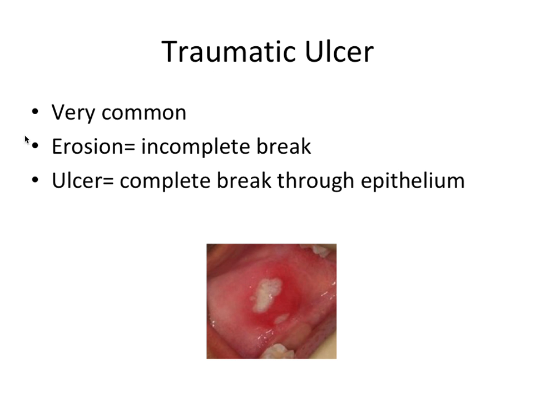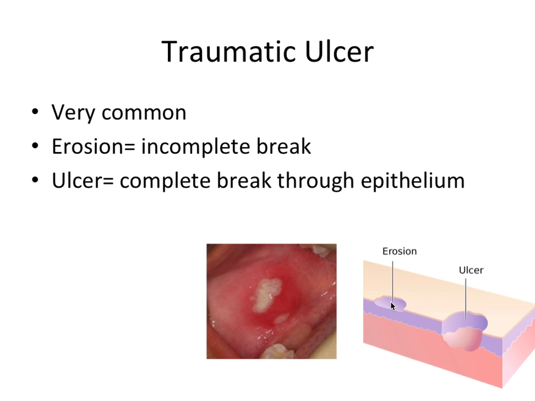Next, we have traumatic ulcer, which is very common. And it's important to distinguish between erosion and ulcer. Erosion is an incomplete break, whereas an ulcer is a complete break through epithelium. Whereas an erosion is only in the mucosal layer, an ulcer goes into the submucosal layer. It explains why they're typically much more painful and noticeable.